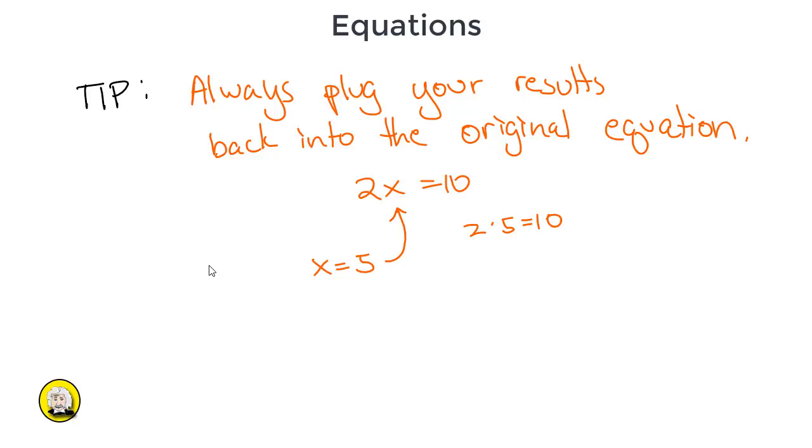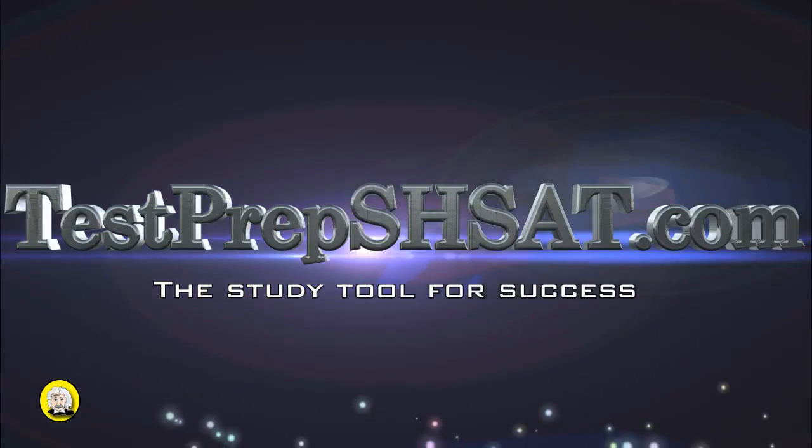There's also the possibility of making a logical error. Remember, equations can have not just one solution, they might have many solutions, sometimes infinite solutions, they're always true, or no solution. By plugging your results back in, you can check whether that could be the case as well. So, one strong word of advice, always check your results back in the original equation.